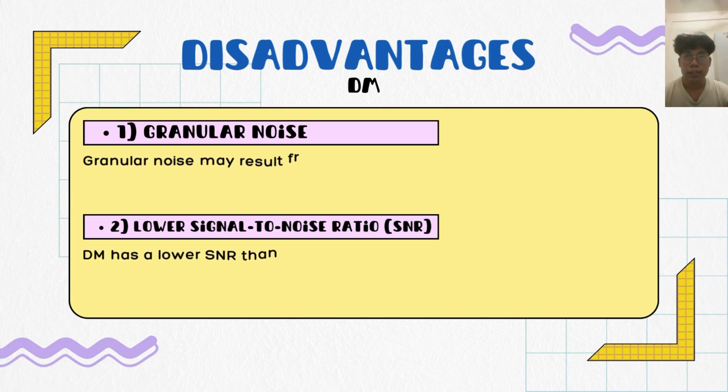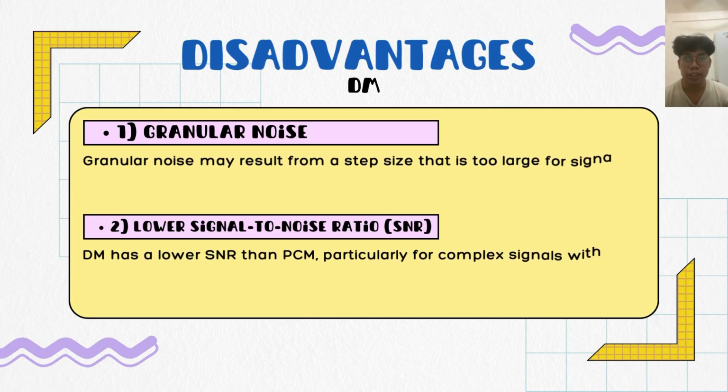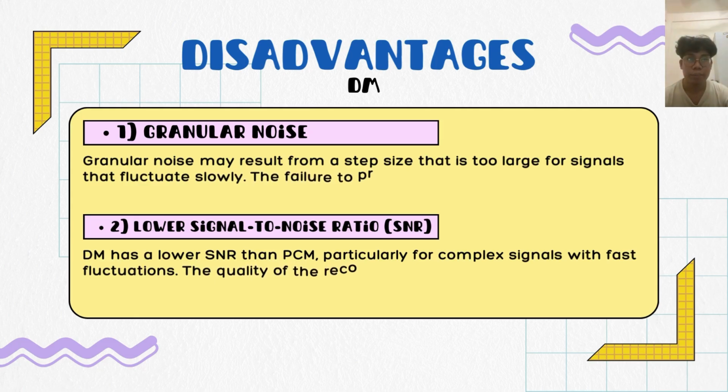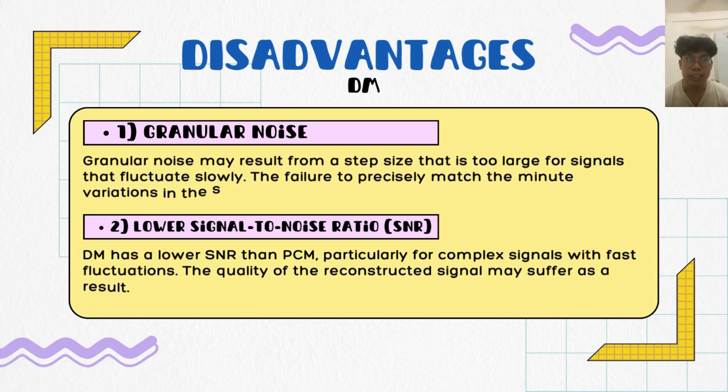Last but not least, the disadvantage of DM is granular noise. Granular noise happens when DM fails to precisely match the minute variation in the signal. Granular noise may result from a step size that is too large for a signal that fluctuates slowly. DM also has a lower signal to noise ratio, or SNR. Generally speaking, DM has lower SNR than PCM, particularly for complex signals with fast fluctuation. The quality of the reconstructed signal may suffer as a result.